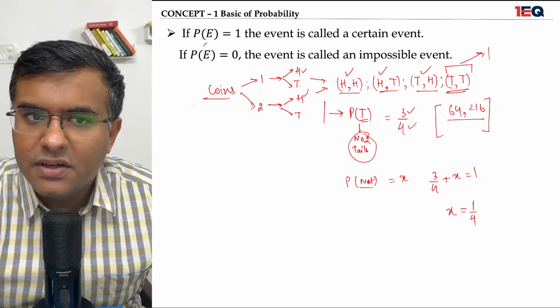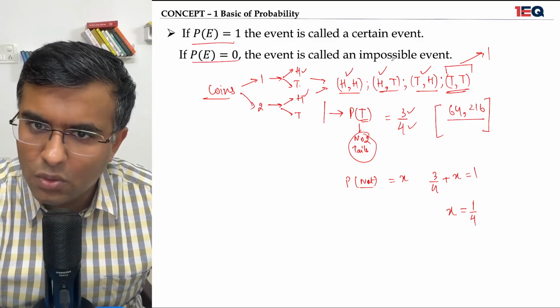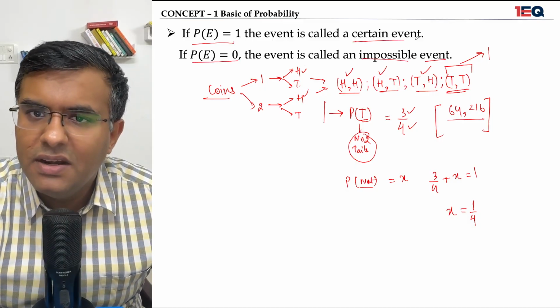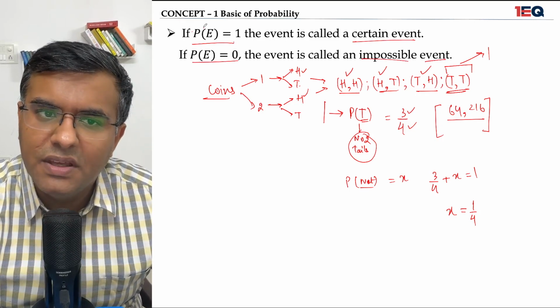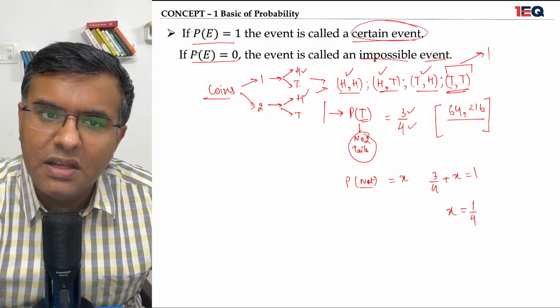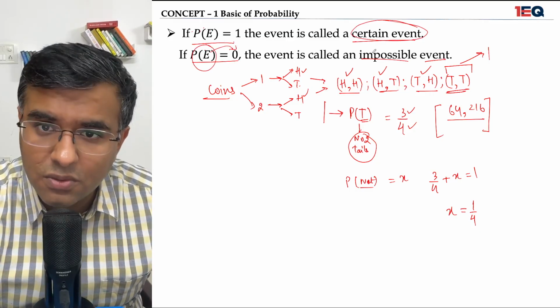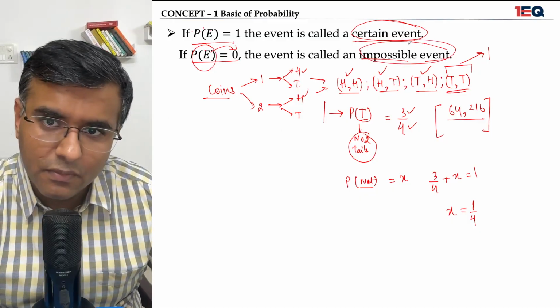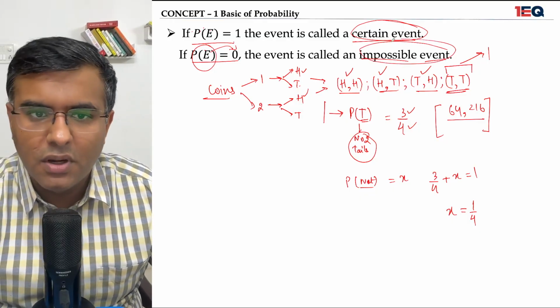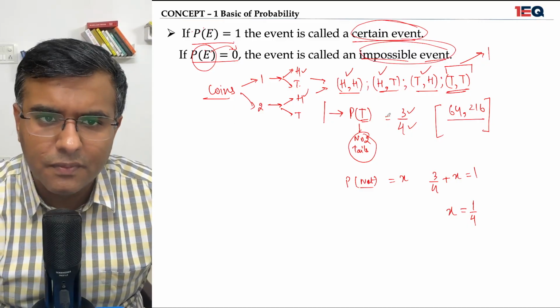The probability of a certain event happening is 1. The probability of a certain event not happening is 0. Impossible event and certain event. If the probability of E is equal to 1, that means it is a certain event. And if the probability of E is equal to 0, that is called an impossible event. I have already talked about it, and this is one of the examples which I took from the last slide. That's why I had to come here.